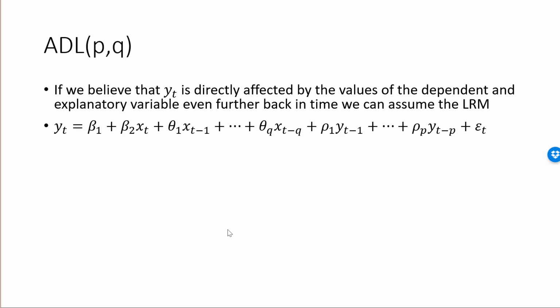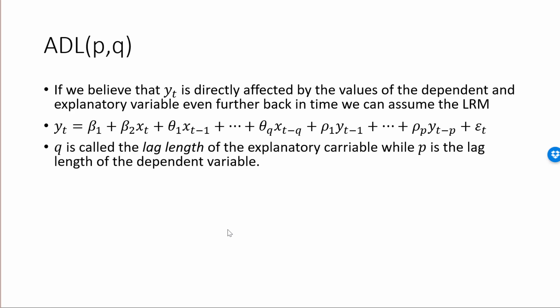These symbols p and q, we call them the lag length. So q, that's the one for the x variable, is called the lag length of the explanatory variable. And p is called the lag length of the dependent variable. And those are the two parameters that characterize the ADL model. So ADL p, q is an autoregressive distributed lag model where the lag length of the explanatory variable is q and the lag length of the dependent variable is p.